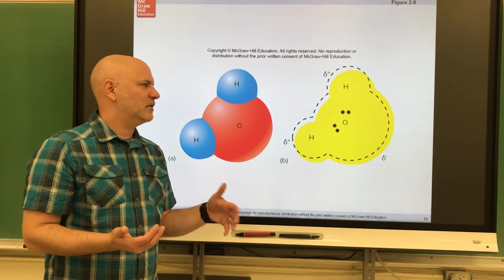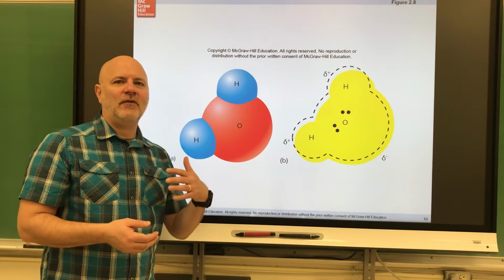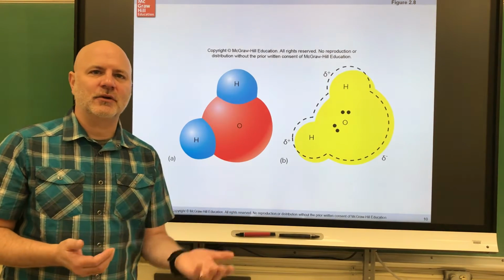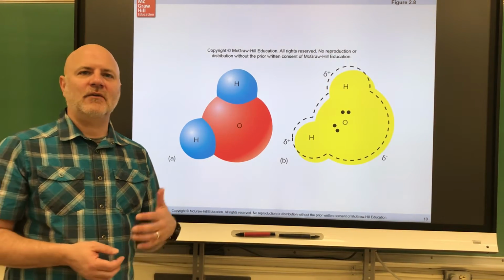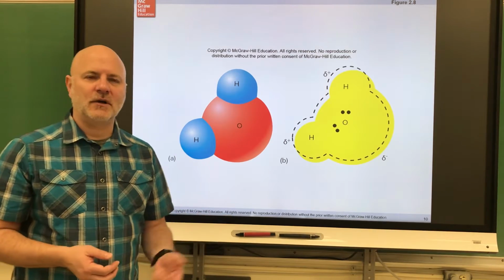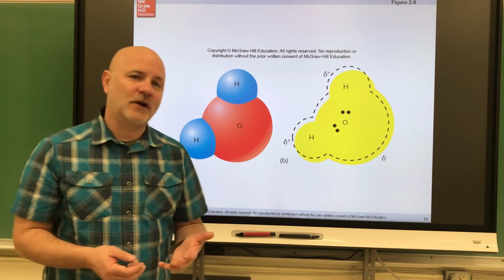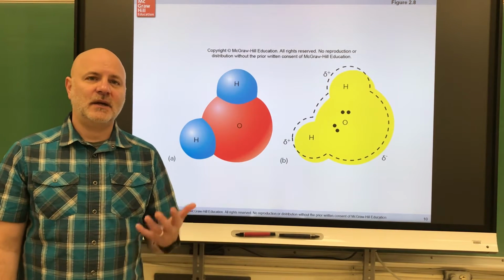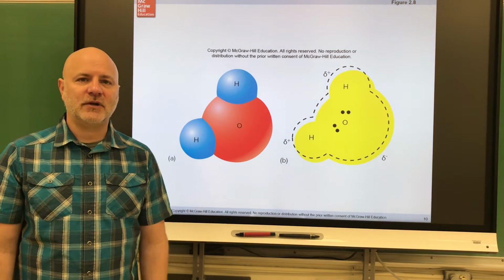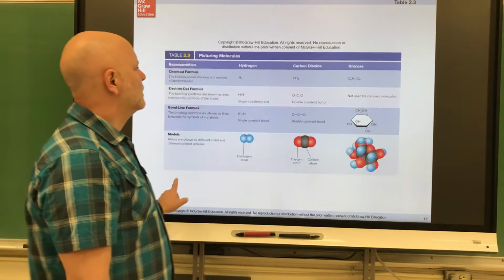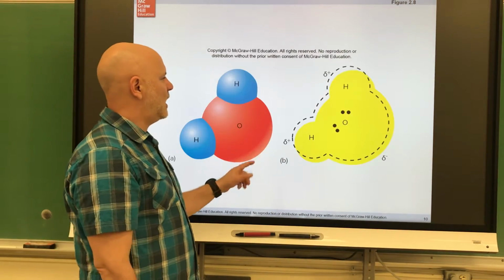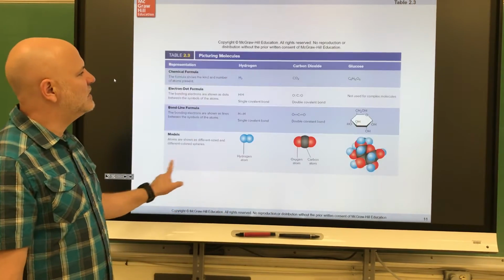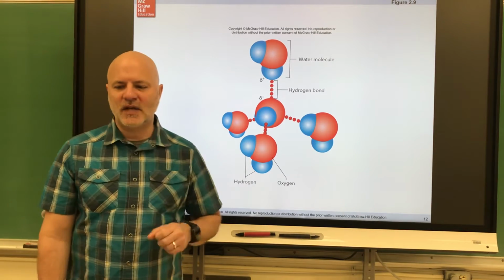So polar molecules, like water, can dissolve other polar molecules, like sugars, but they can also dissolve a lot of ionic molecules, like salts. All right? What they can't dissolve is oils, which are nonpolar molecules, because nonpolar molecules do not have a charge. All right, so this polar covalent bonding leads to another type of bonding, which is known as hydrogen bonding.